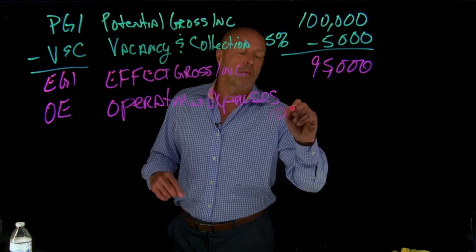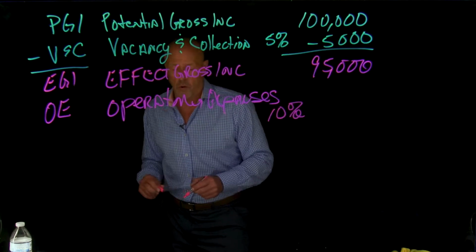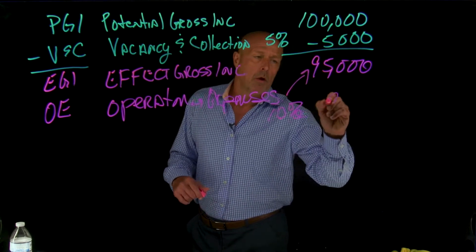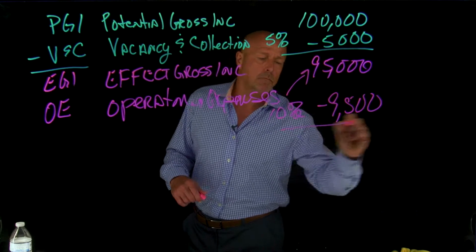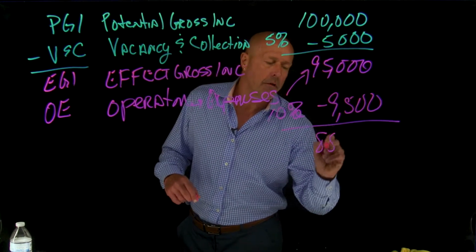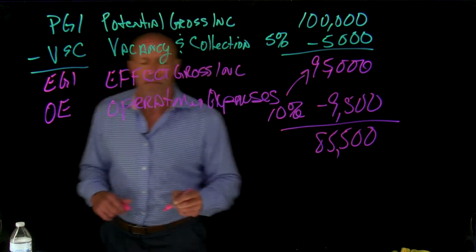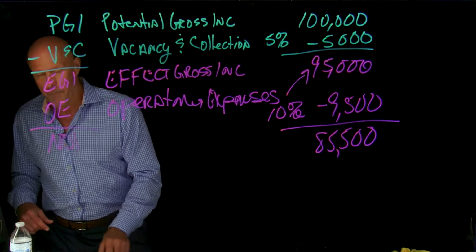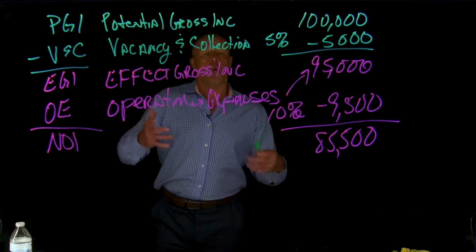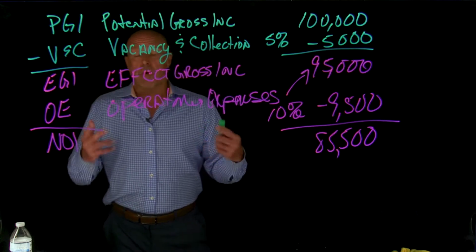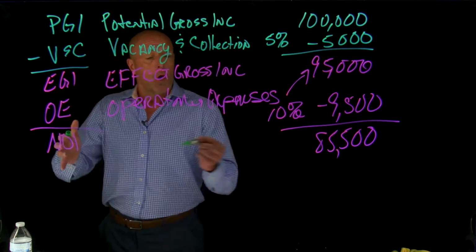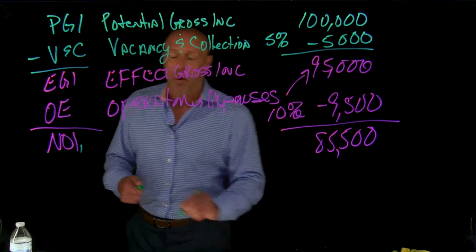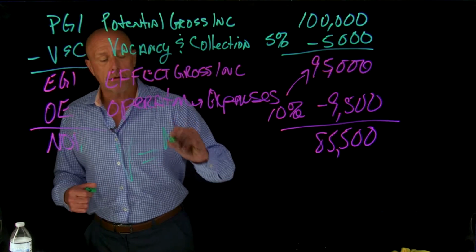And based on experience, and a little bit of an estimate here, we'll say that those are going to run about 10%, and I'm referring to 10% of this EGI, okay? So that's $9,500. And that gives us this number, $85,500. And that number is NOI. That's net operating income. And net operating income is the holy grail of real estate pro forma analysis. It gets us to an estimate of what this place will be worth to you and I by virtue of this simple little relationship.